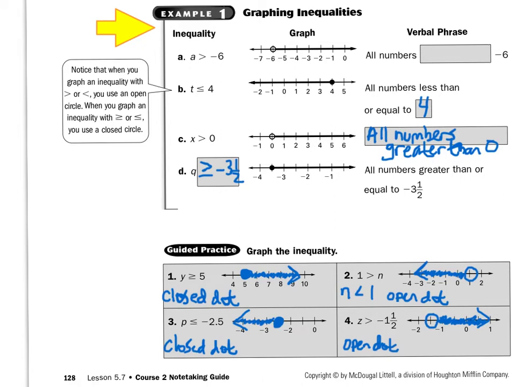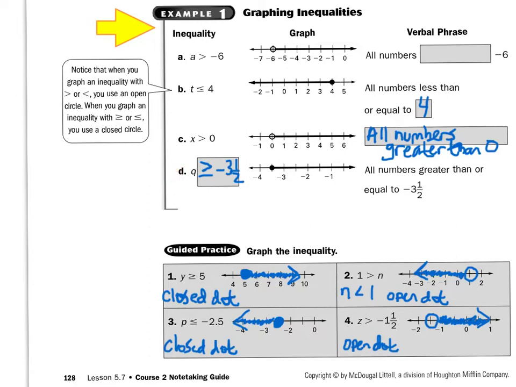Okay, so we just did B, so make sure you fill this in. All numbers less than or equal to 4. And because of the or equal, that's why it was a shaded in closed dot. Take a look at letter C. X is greater than 0. Since it cannot be equal to, we're going to put that open dot at 0, and we're going to shade everything larger, everything to the right. So this is read, all numbers greater than 0.